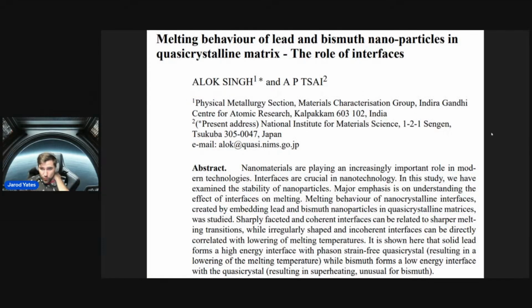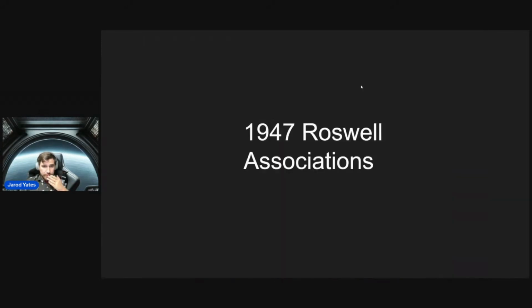Here is a random paper I'm going to throw in there where we're talking about bismuth nanoparticles combined with lead being used to make quasi-crystal matrices. A little bit. I'm going to show you why I think quasi-crystals might be prevalent in the sample. And there's a link to that within the thing too. First, though, I'm going to go down a road that no one else to date seems to have done.